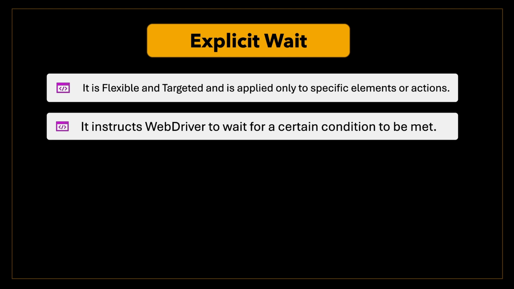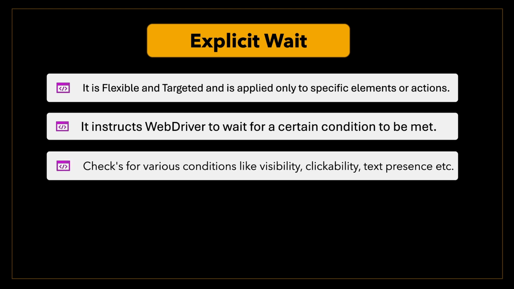It's used to handle situations where elements take varying amounts of time to become available or interactable on a web page. Here are some key points about explicit wait. It is condition based. Unlike implicit wait, which only waits for an element to be present on the web page, explicit wait can check for various conditions like visibility, clickability, text presence, or even custom conditions. You can choose from several predefined conditions in the expected conditions class provided by Selenium. We'll see that in a while.